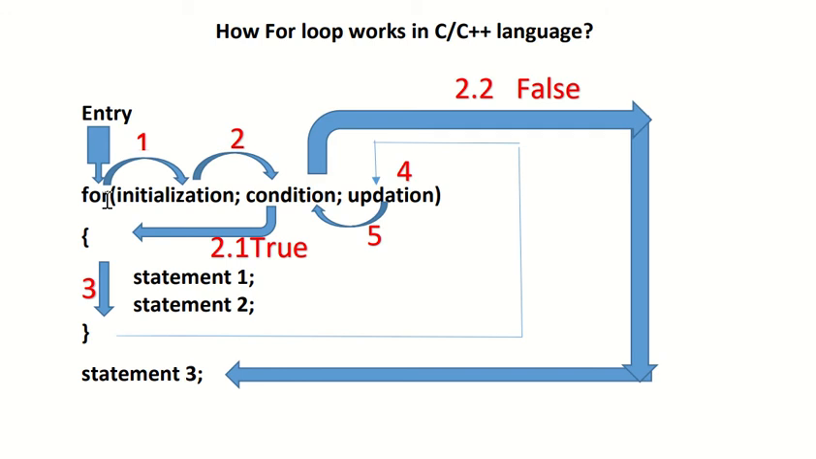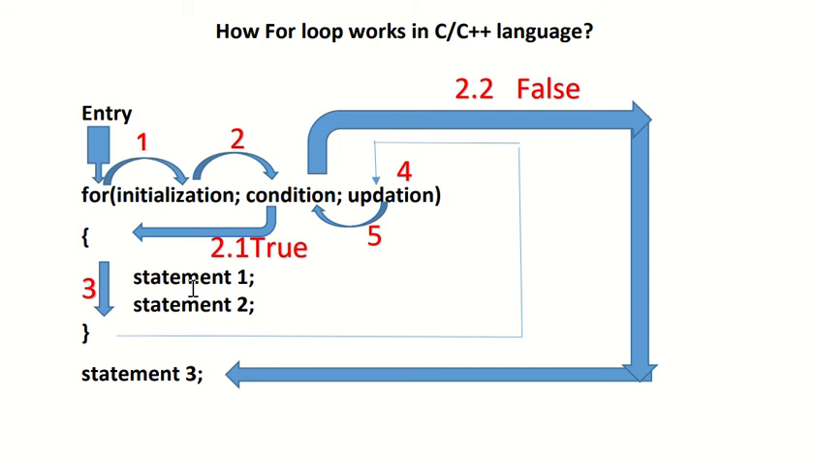Then we have three things inside this round bracket. First is the initialization, then the condition, and then the updation. Updation means either increment or decrement. Condition means we have to check if something is true or false. Then open the curly bracket, and some statements are there. We can have n number of statements here, and then the closing bracket.